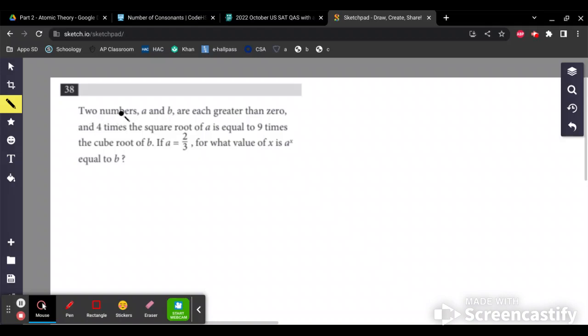So it says two numbers, a and b, are each greater than 0, and 4 times the square root of a is equal to 9 times the cube root of b. If a is 2/3, for what value of x is a to the x power equal to b?